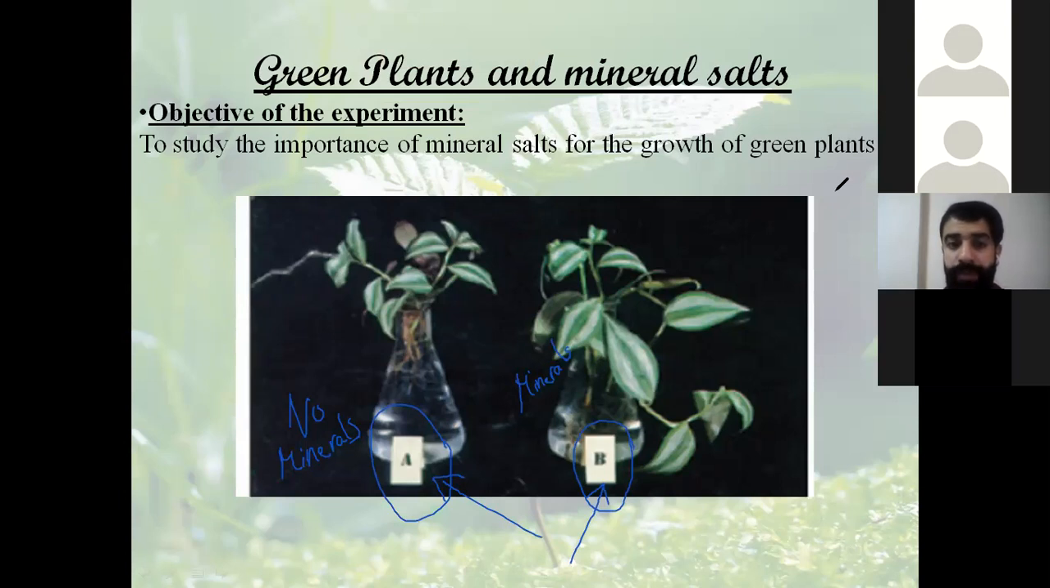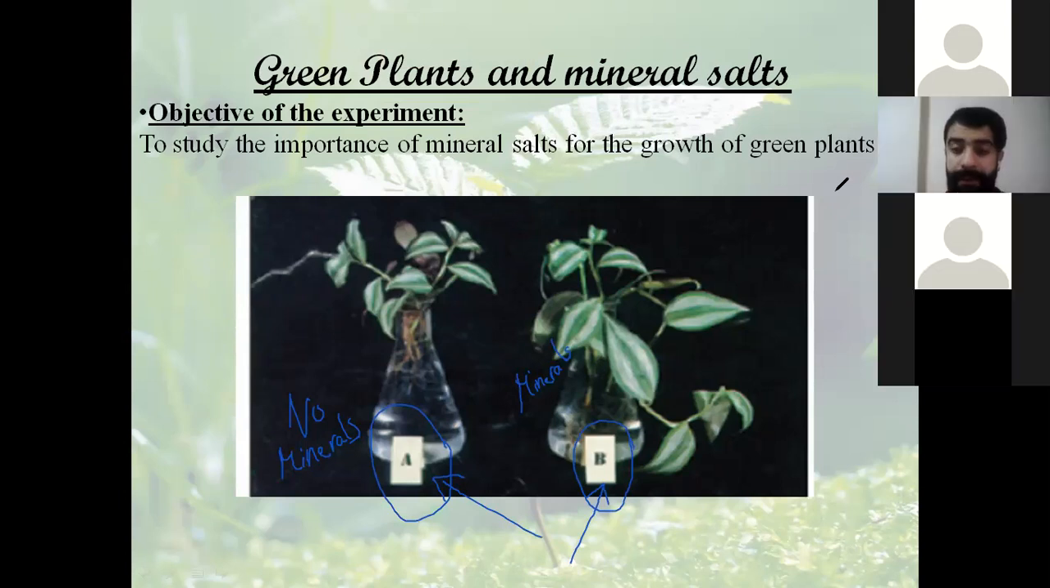In comparing the aspects: in plant A with no mineral salts, the leaves grow short and die. The plant grows short and dies. Yet in plant B with minerals, the plant grows tall and green, and it grows normally. Very good.